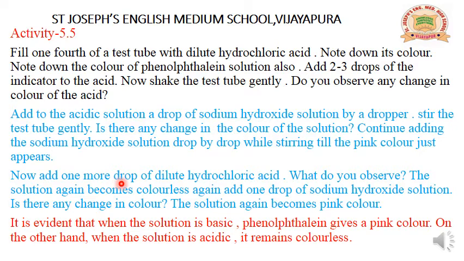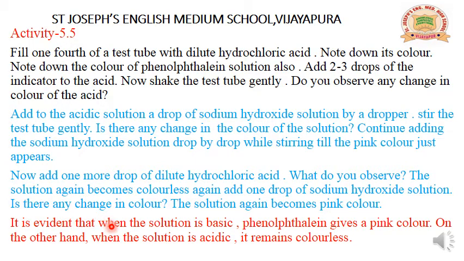Now add 1 more drop of dilute hydrochloric acid. Again we need to add 1 drop of hydrochloric acid. What do you observe? The solution again becomes colorless. Because the acid nature increases again, it turns colorless. Then add 1 drop of sodium hydroxide solution. If we add sodium hydroxide solution again to the same mixture, is there any change in color? Yes, we can see the solution again becomes pink. Now the basic property increases, so the phenolphthalein changes into pink color.